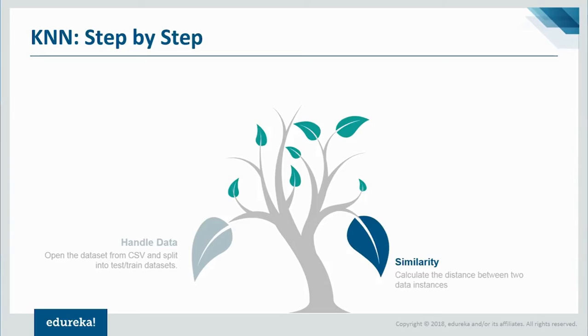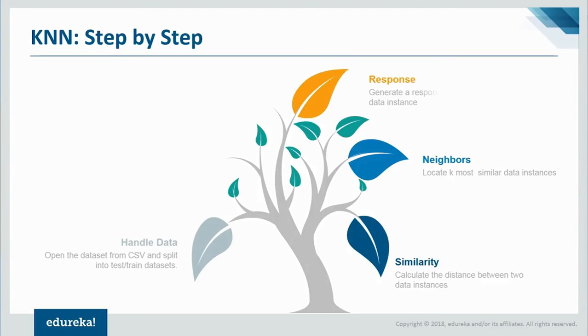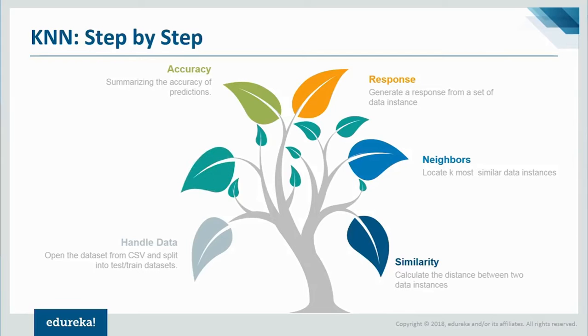Next we'll check the similarity, where we have to calculate the distance between 2 data instances. Once we calculate the distance, next we'll look for the neighbor and select k neighbors which are having the least distance from a new point. Now once we get our neighbor, then we'll generate a response from a set of data instances. So this will decide whether the new point belongs to class A or class B. Finally, we'll create the accuracy function, and in the end, we'll tie it all together in the main function.